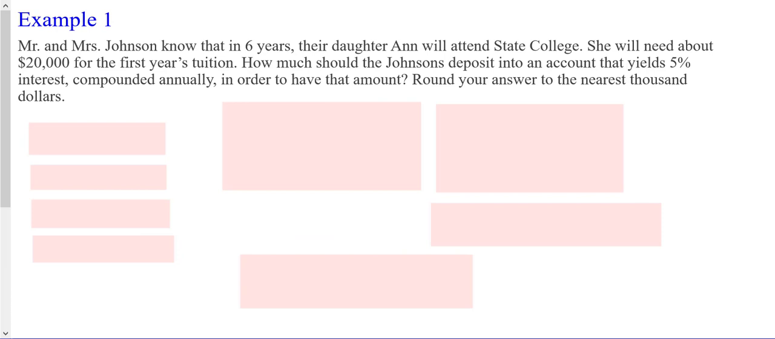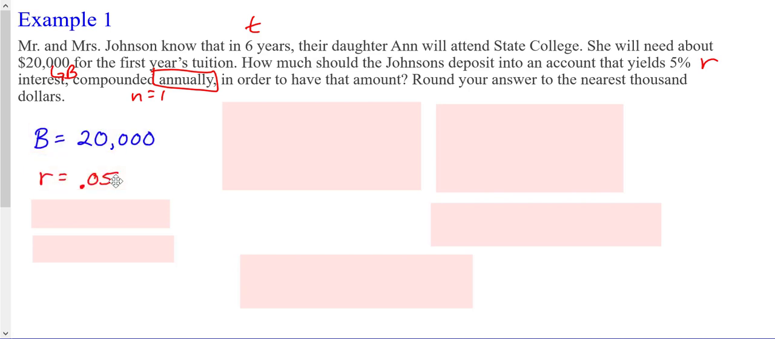So in this first example, Mr. and Mrs. Johnson know that in 6 years, so that's our time frame, their daughter Anne will attend state college. She will need about $20,000. So this is what our end balance needs to be for the first year's tuition. How much should they deposit into an account that yields 5% interest, that's our rate, compounded annually, so that means our N equals 1, in order to have that amount? So we would put in 20,000 for our B, 0.05 for our 5%. We're compounding it once, and then our time frame is 6 years.